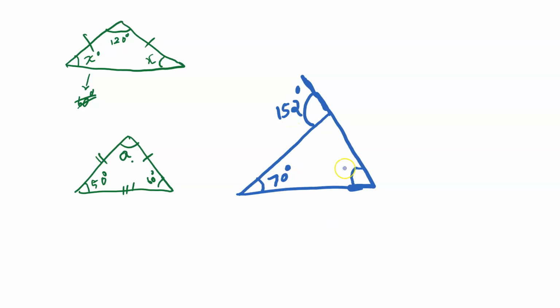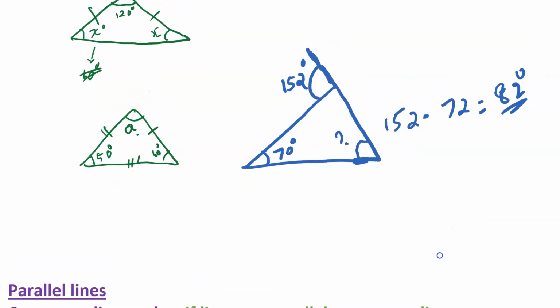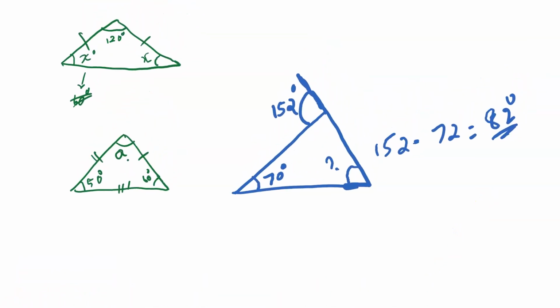So which number would be this one? What we can do is 152 minus 72. What will we get? Let's see. So it is 70, so it has to be 82. So that's your answer. So the exterior angle is the sum of the two interior opposite angles. Alright, so now let's do one more.